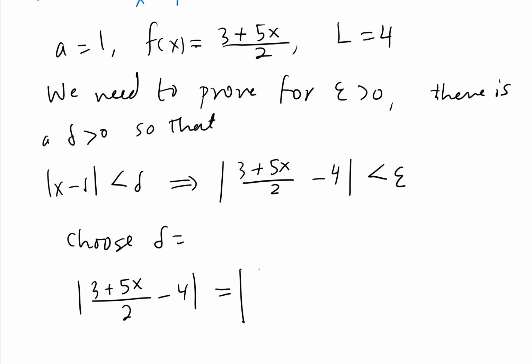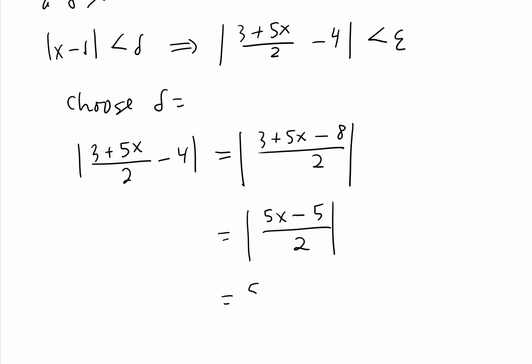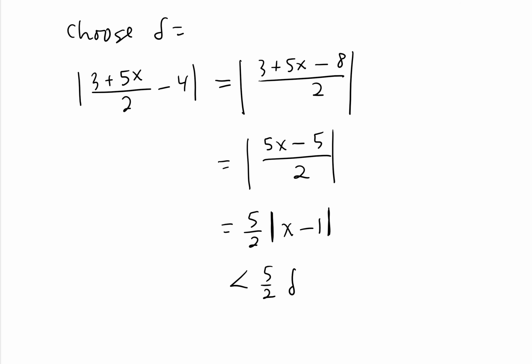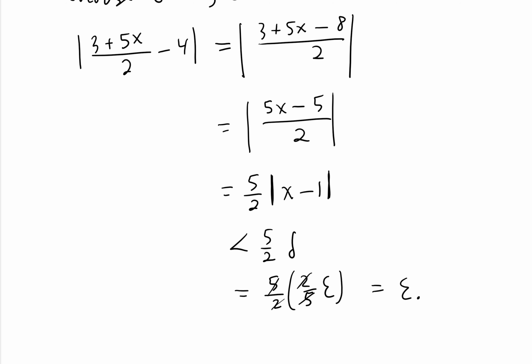What can we do here? We can combine the fractions by taking the LCD 2. Then on the top we get 5x minus 5 over 2. Take a 5 out and keep the 2 out. x minus 1. Now we know that this is less than delta. So in order for this to work out, delta should be 2 over 5 epsilon. So this way I get epsilon. So delta should be 2 over 5 epsilon. That's how things are done. Other examples on this.